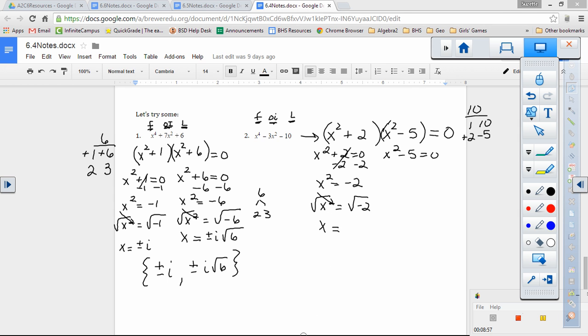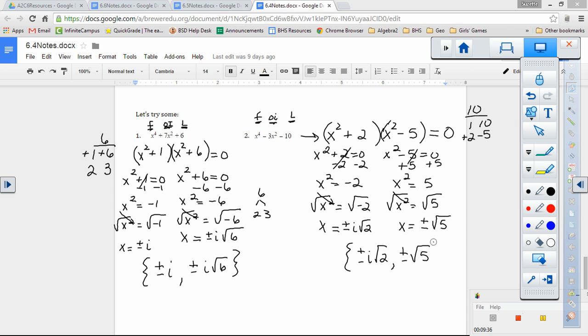X equals, again, I can't take anything out of the 2. There are no factors that will come out, but I can take out the i. So plus or minus i square root of 2. And let's go ahead and look at the second one. Add 5. So I have x squared equals 5. And again, square root both sides of the equation to undo the square. So x equals, I can't take out that 5, so plus or minus square root of 5. So my roots are plus or minus i square root of 2 and plus or minus the square root of 5. There are my 4 roots.